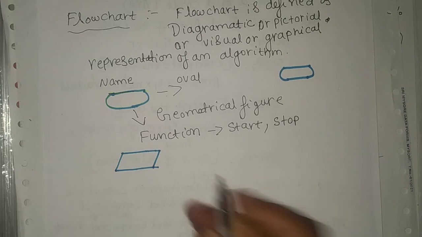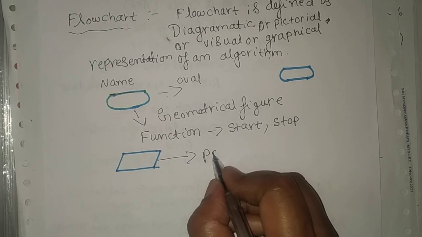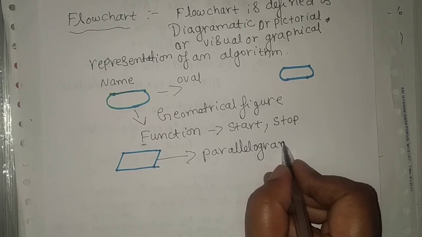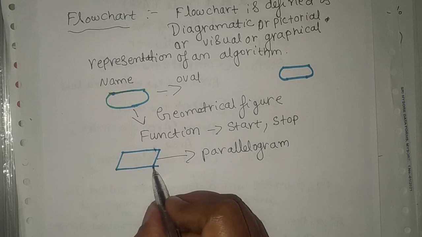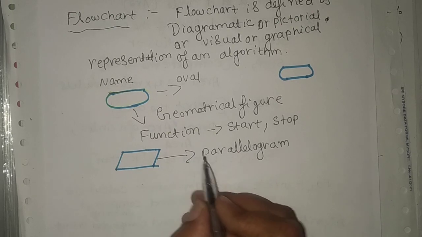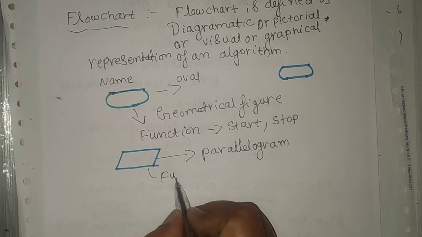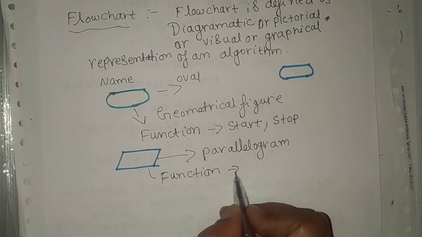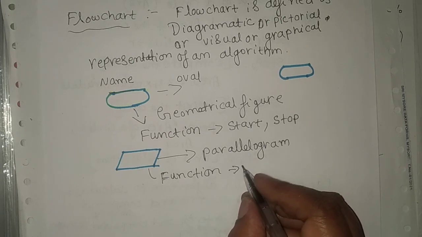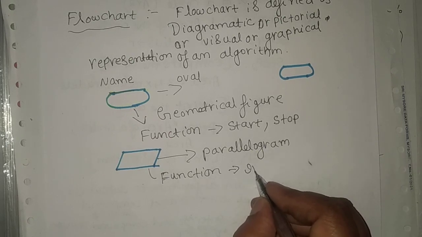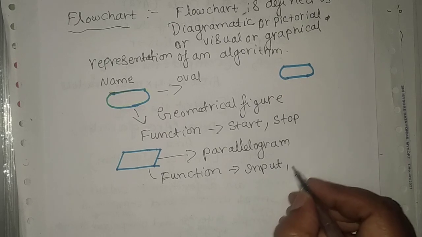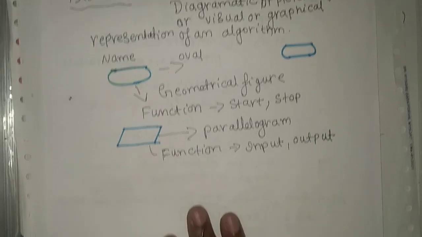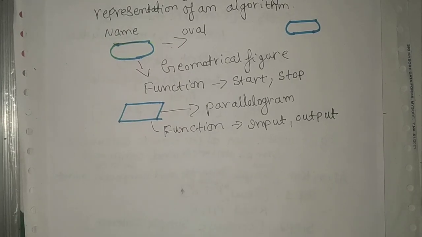So the next one is this one. This is a parallelogram. Shape is parallelogram and its function is used to read and write, or read and print, or input and output. In writing the input and output statements. So this is the parallelogram.